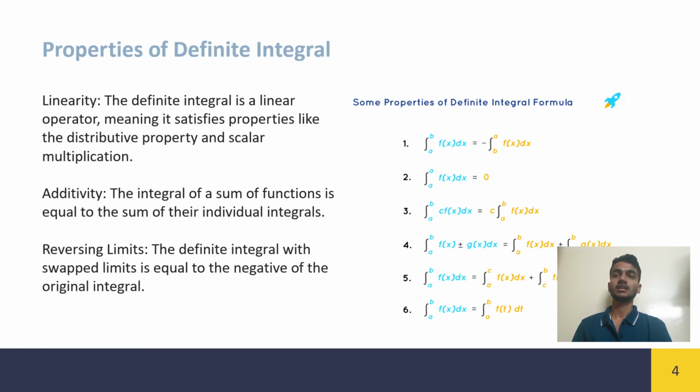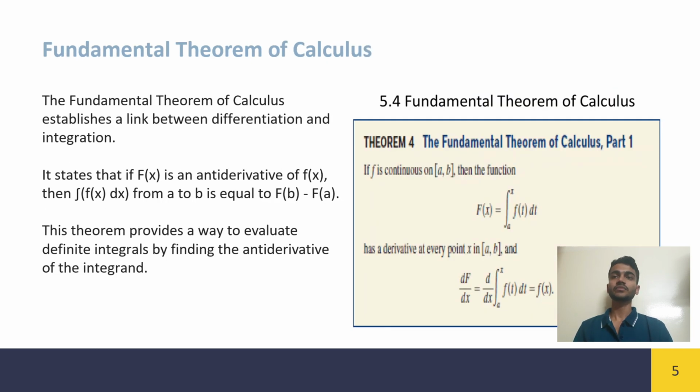Properties of definite integral. Some of the properties are linearity, additivity, and reversing limits. Linearity means the definite integral is a linear operator, meaning it satisfies properties like the distributive property and scalar multiplication. Additivity means the integral of a sum of functions is equal to the sum of their individual integrals. Reversing limits. The definite integral with swapped limits is equal to the negative of the original integral. You can see here some of the properties, formulas, or examples of definite integrals.